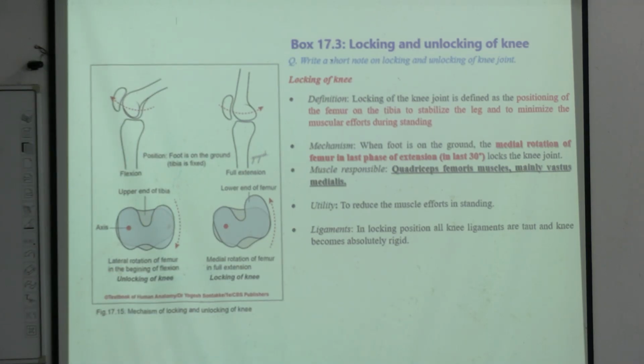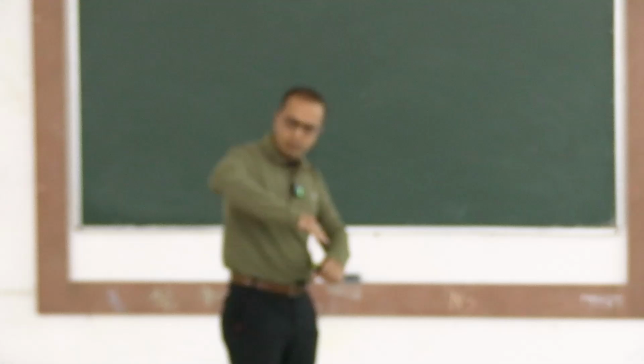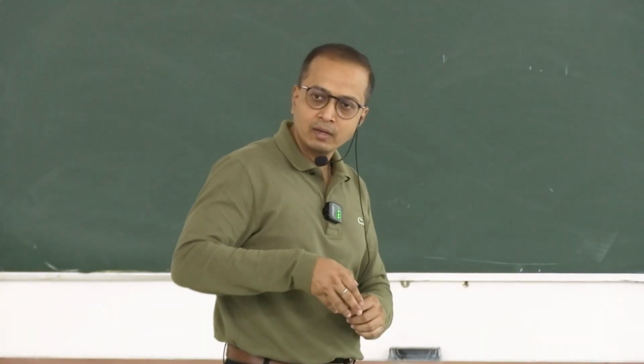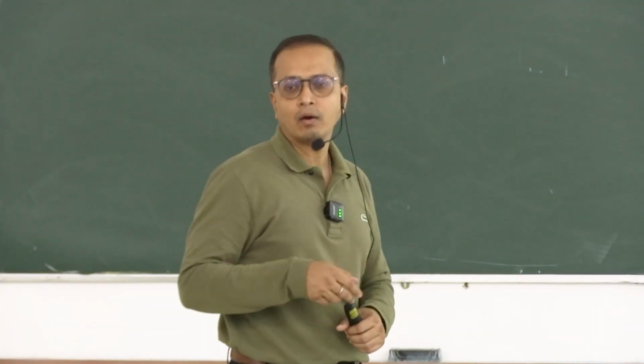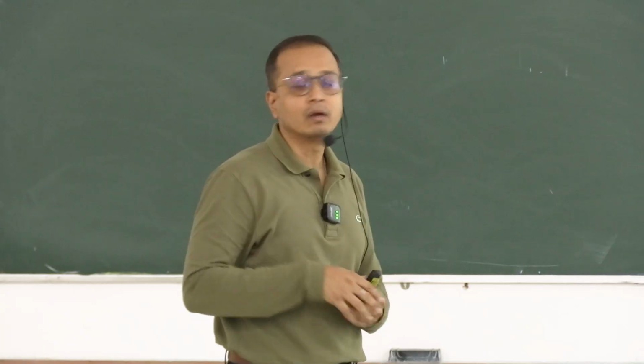When the foot is on the ground like this, at the last phase of extension of the knee joint, there is a medial rotation of the femur on the tibia. Normally this would go straight, but instead of going straight it is moving medially. Which one is moving medially? The femur is moving medially on the tibia in the last phase.